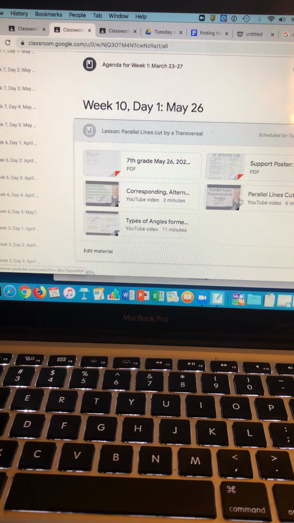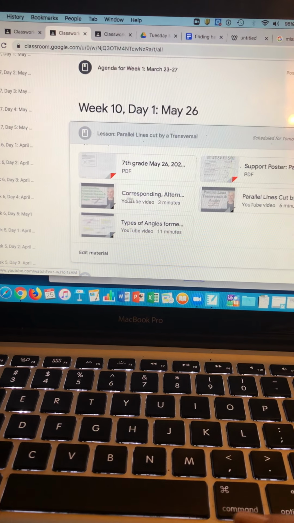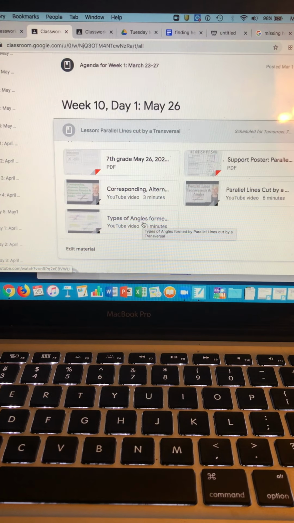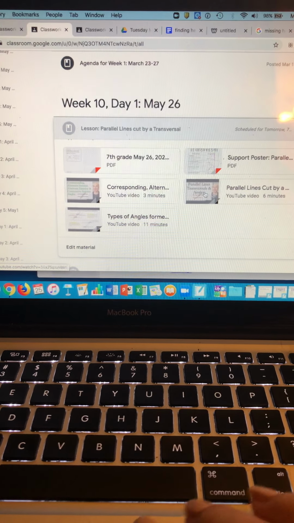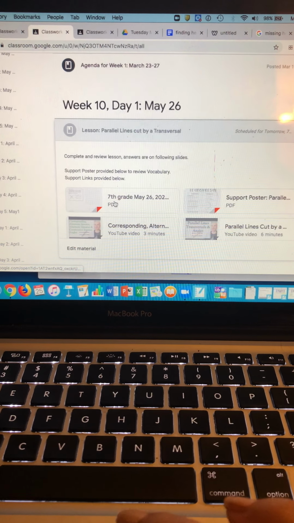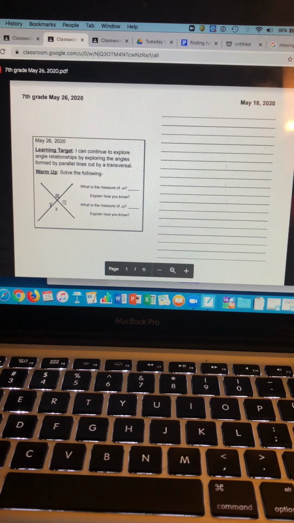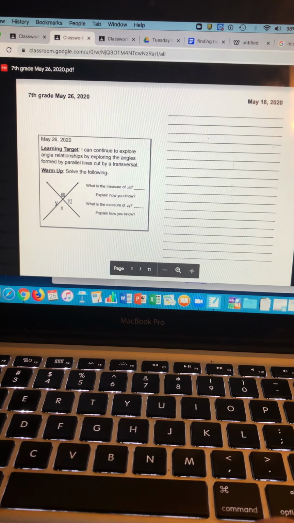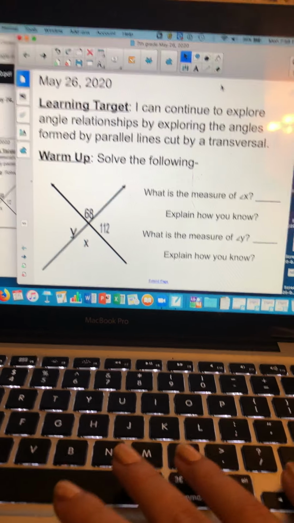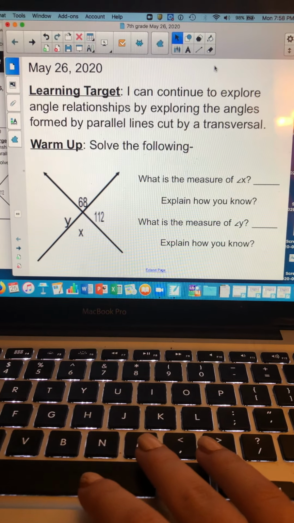These three down here are links that walk you through the vocabulary that we're going to be exploring today as well. Pick the one that you like best if you need additional support. But this is the lesson right here. So you click on it. I'm going to use the bigger version just because I feel like it's easier for you guys to see on my video. All right, so we have our warm-up.